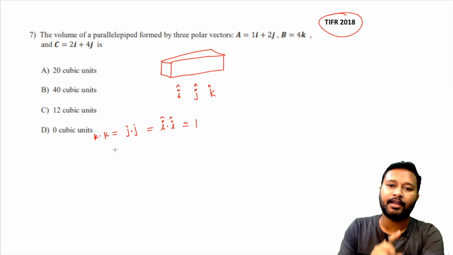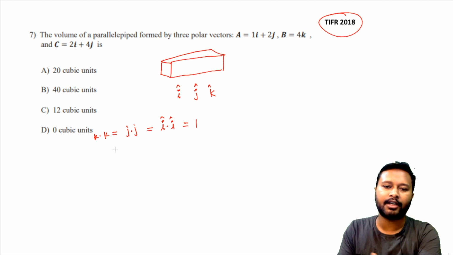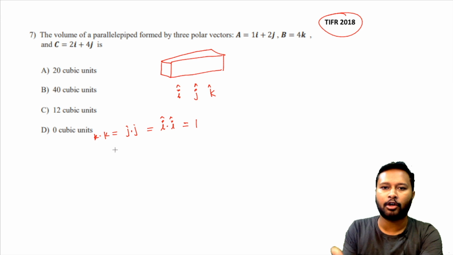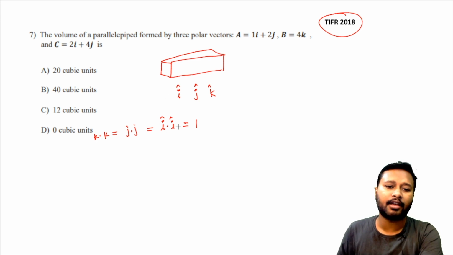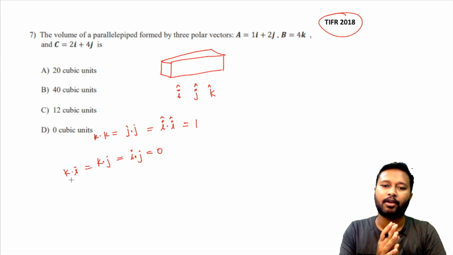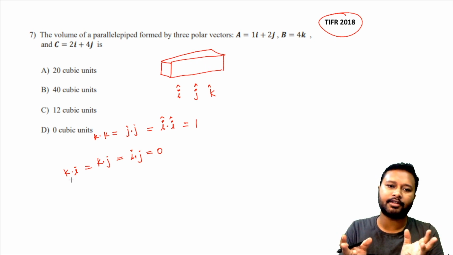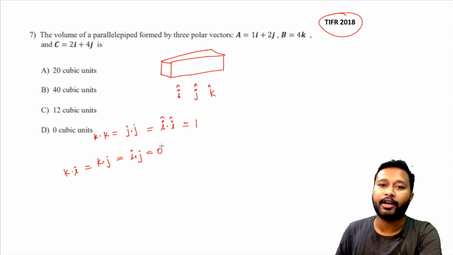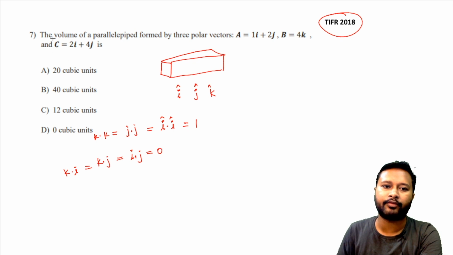If you understand quantum mechanics, that means these vectors are normalized in a sense, and they are also orthogonal. That means if you do i dot j, it will give you 0. And same thing will be if you do k dot j or if you do k dot i. So if you are multiplying two different unit vectors, then in that case you will end up getting 0.